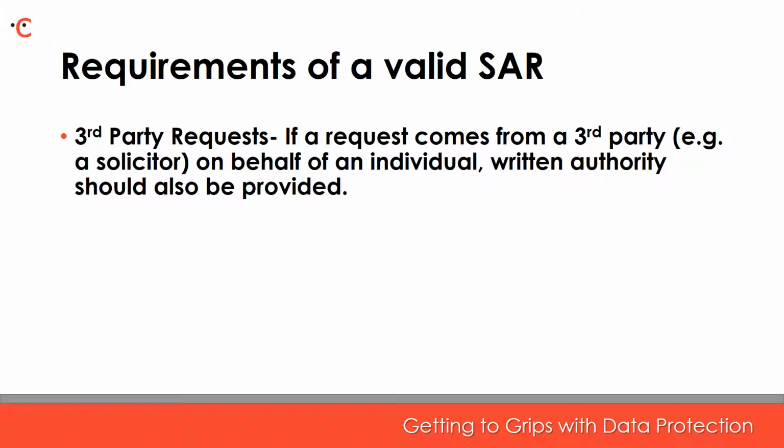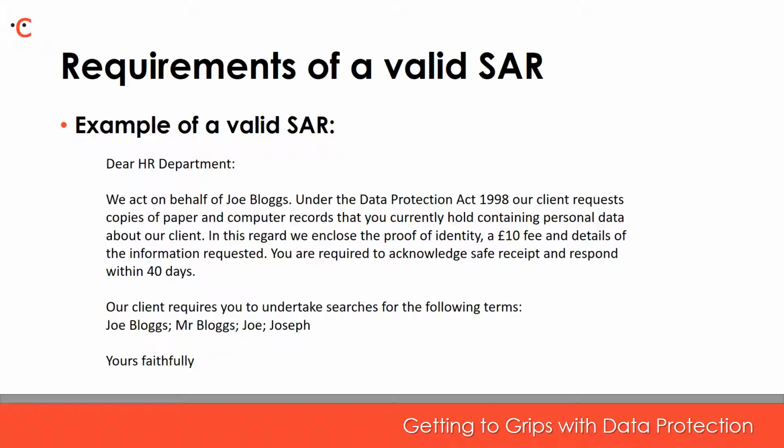If the request comes from a third party, the third party should also provide written authority. In the case of a solicitor, if the subject access request confirms the solicitor acts for the party in question and has authority, this barrier will usually be met, but there's no harm in asking for this anyway.